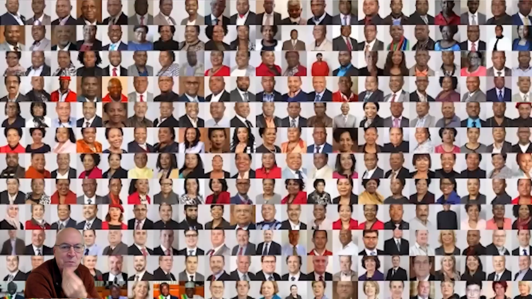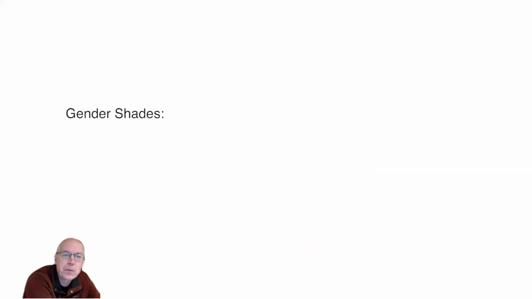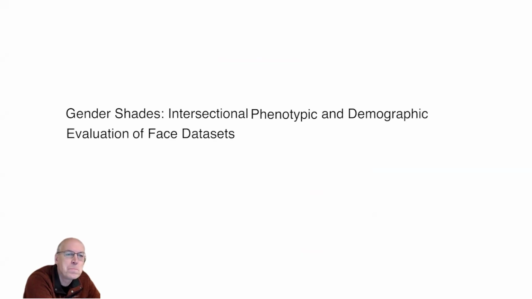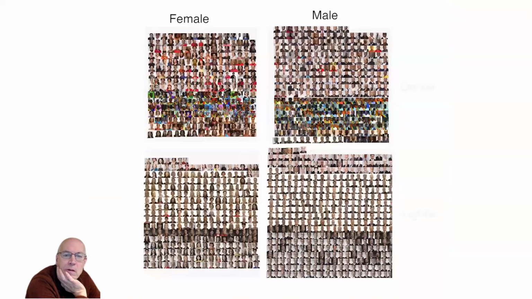Now I wanted to see if these results were just because of my unique facial features, or if this was something that was more of a pattern across other faces too. So I began a project that became my MIT project, Gender Shades, or the long title, Gender Shades: Intersectional Phenotypic and Demographic Evaluation of Face Data Sets and Gender Classifiers, or just Gender Shades. I wanted to see how well different gender classification systems worked across different people's faces, and if the results changed based on somebody's gender or their skin type.